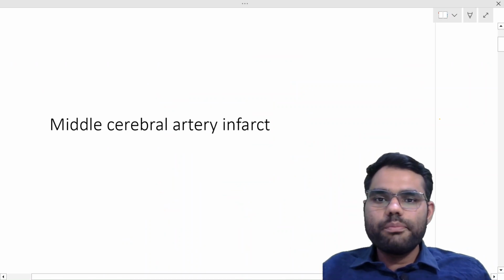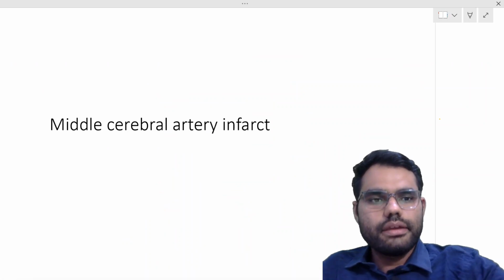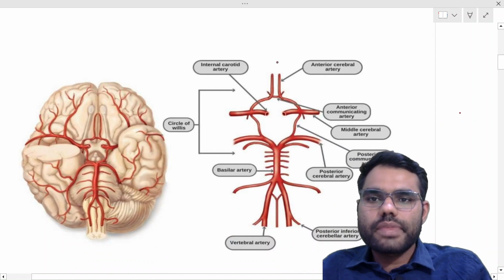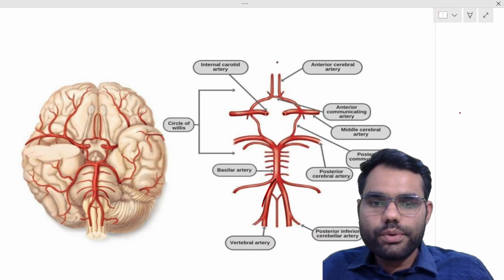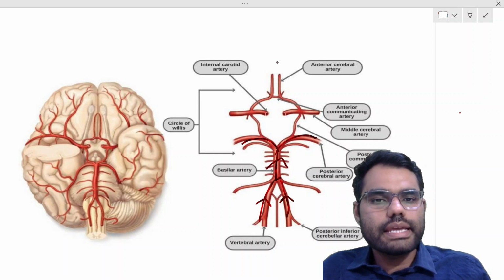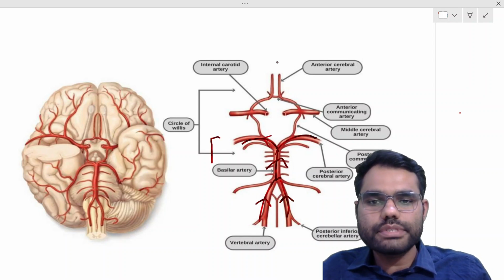So let us discuss middle cerebral artery infarction today. This is the circle of Willis which we discussed in the last video as well. These are the two vertebral arteries which are combining to form the basilar artery, which divides into the two posterior cerebral arteries, constituting the posterior circulation.